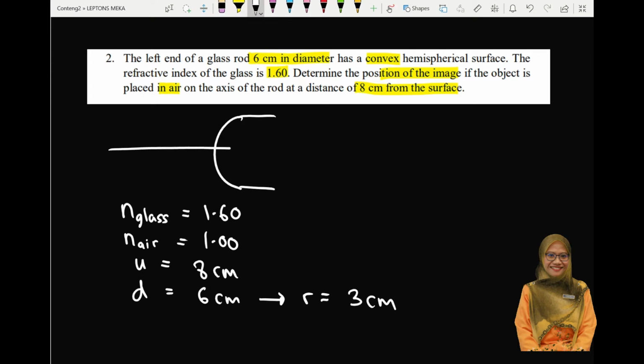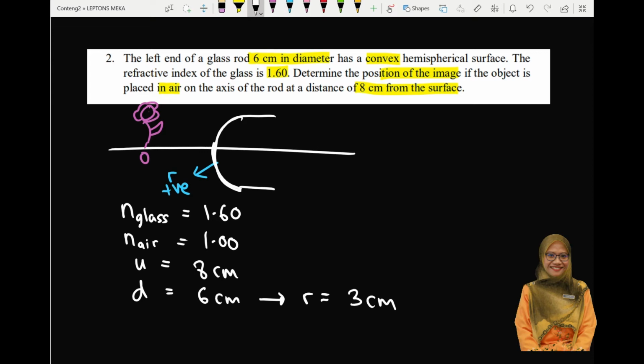Okay, this is our principal axis, and let's say this is your object. Okay, so that's your object, in front of the surface of convex. So then this R is positive, because your object is facing the convex surface.